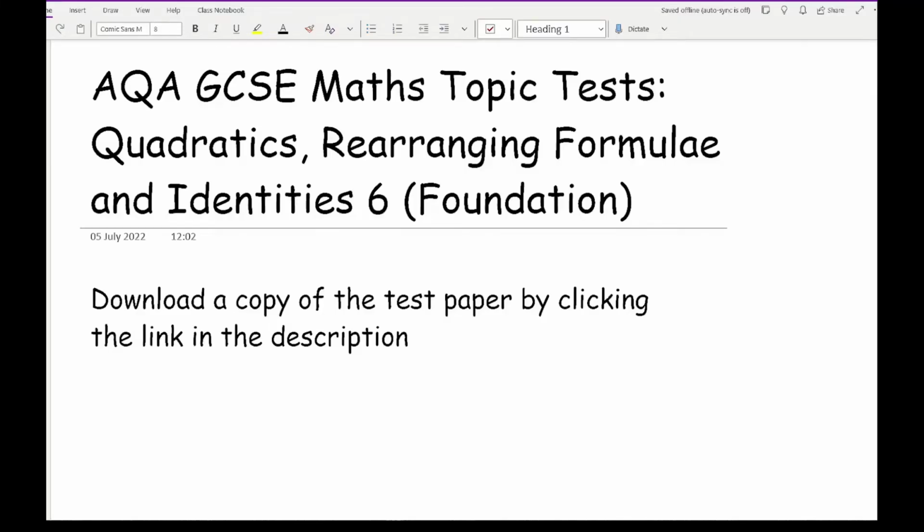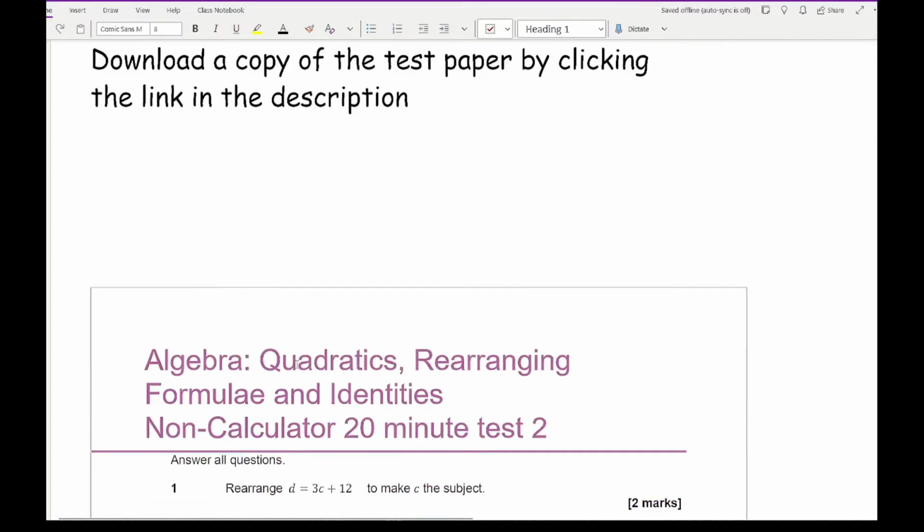Now it's worth mentioning before we get started on this test that the questions are deemed to be non-calculator. So let's get started on question 1.